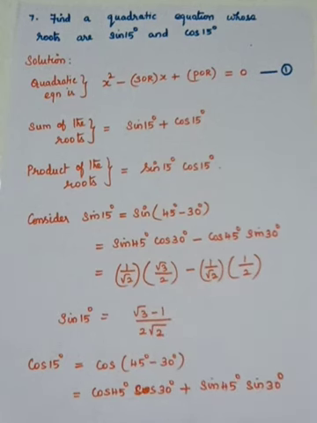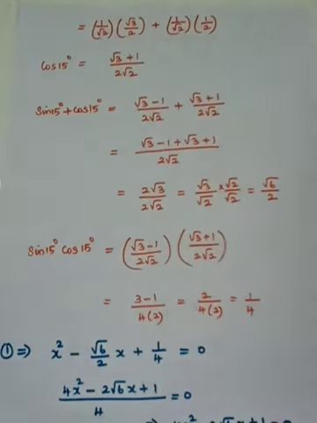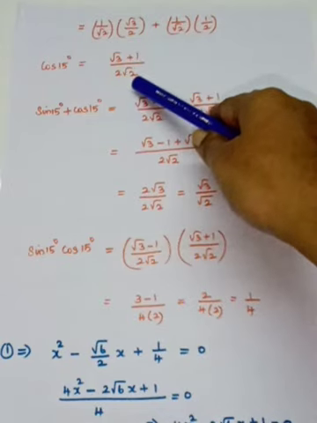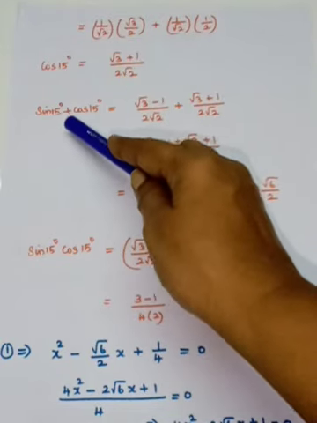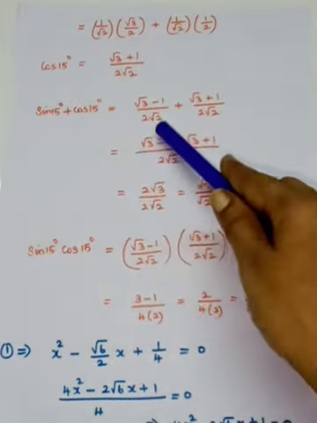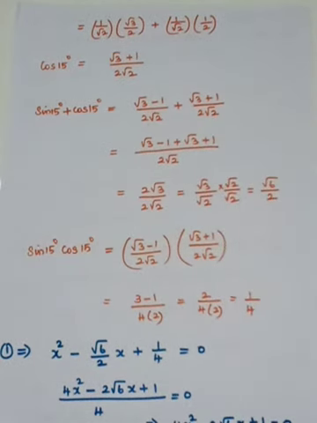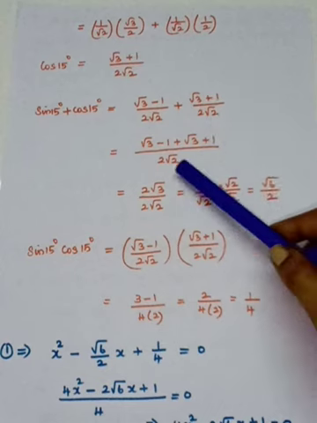In the same way, cos 15 degree can be written as cos of 45 degree minus 30 degree. So again it is in the form of cos alpha minus beta. So cos alpha cos beta plus sin alpha sin beta. So the values are substituted and you will get the answer as root 3 plus 1 divided by 2 root 2. So to write the quadratic equation, we need the sum of the roots. So sin 15 degree and cos 15 degree is written. So we have to take LCM. The LCM is 2 root 2.